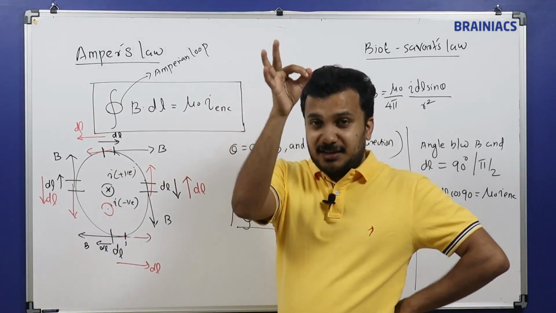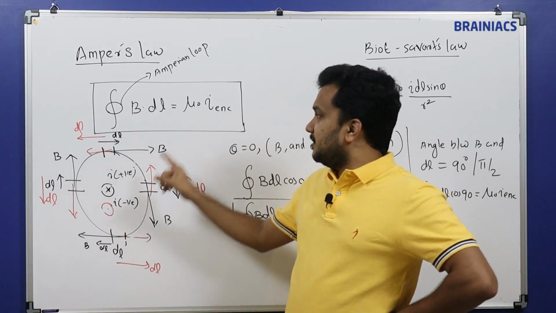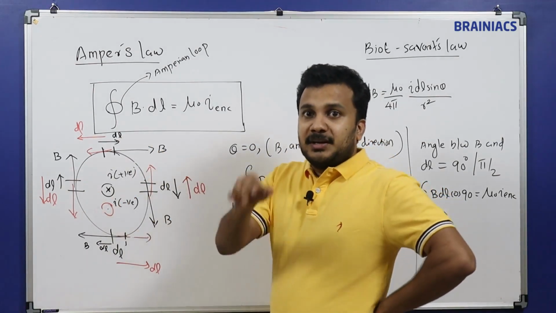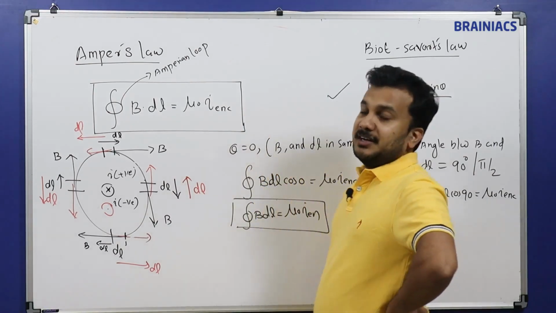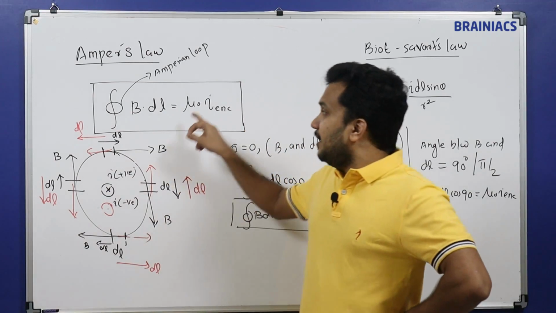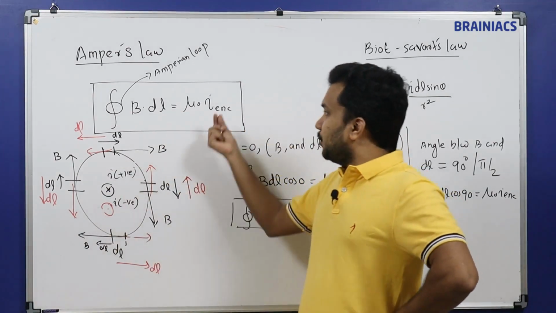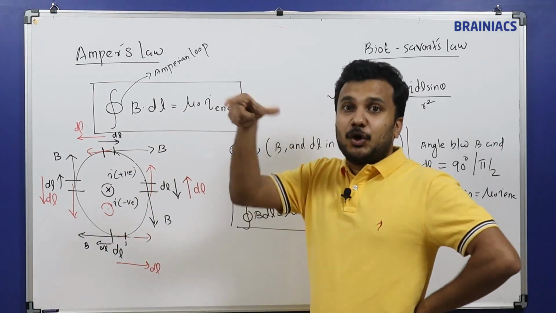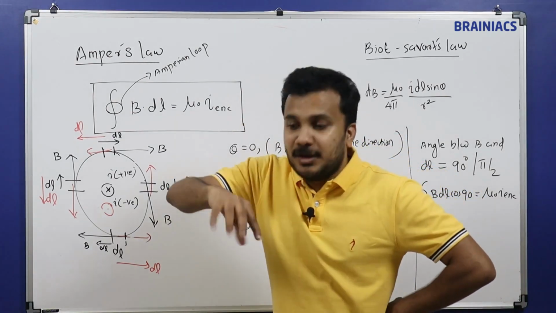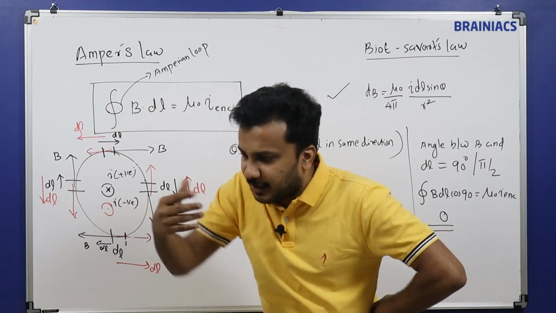The primary condition is that within the Amperian loop, it is required to have a current within the loop. That's what is written as ENC, enclosed. Enclosed where? Enclosed within the Amperian loop. Within the Amperian loop, you are looking at the current.